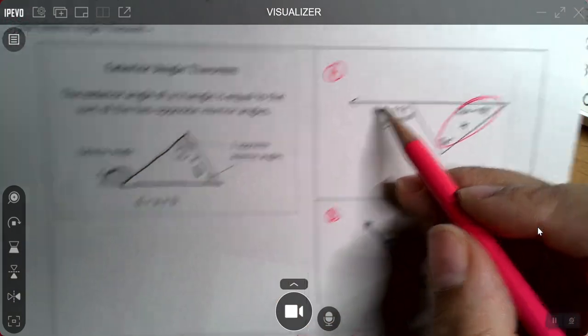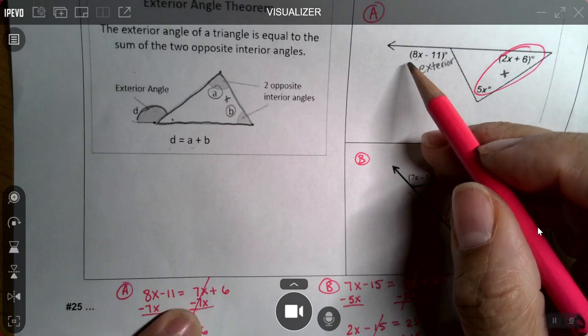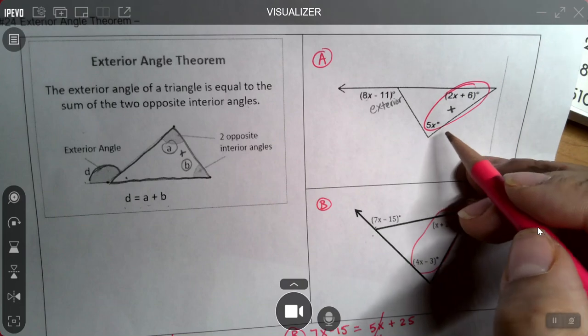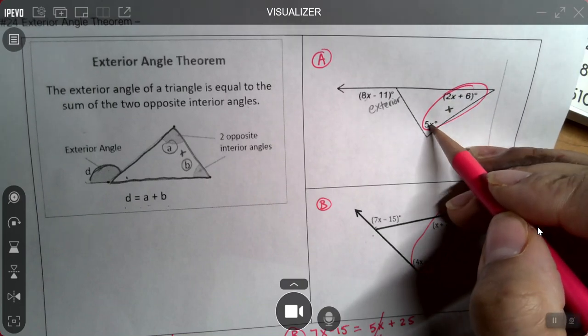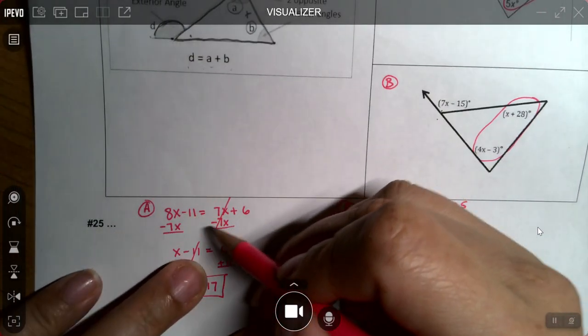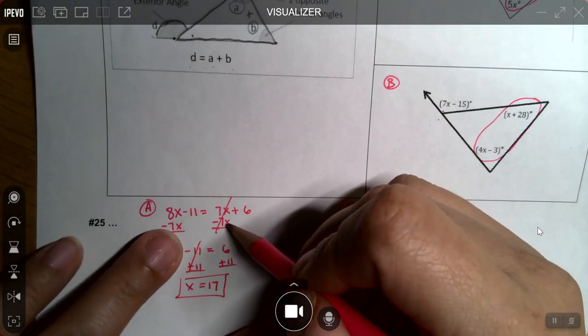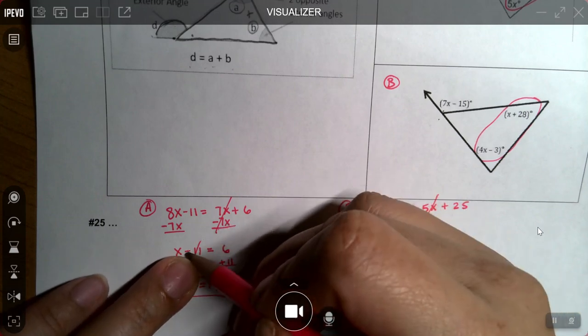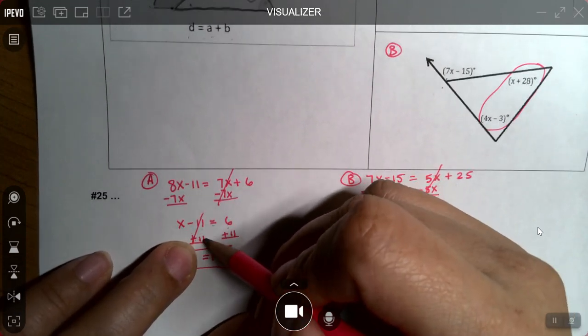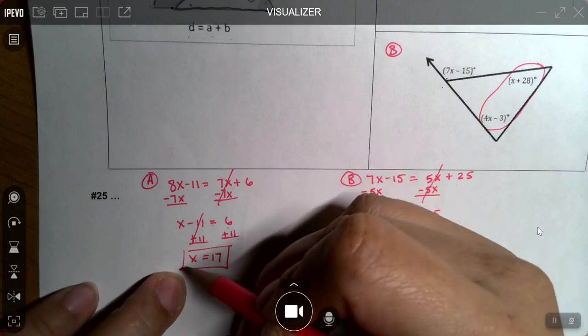So the exterior, which is 8x minus 11, equals the sum of these two. So 2x plus 5x is 7x. So it equals 7x plus 6. And then you just subtract 7x on both sides. You get x minus 11 equals 6. Add 11 to both sides, and we get that x equals 17.